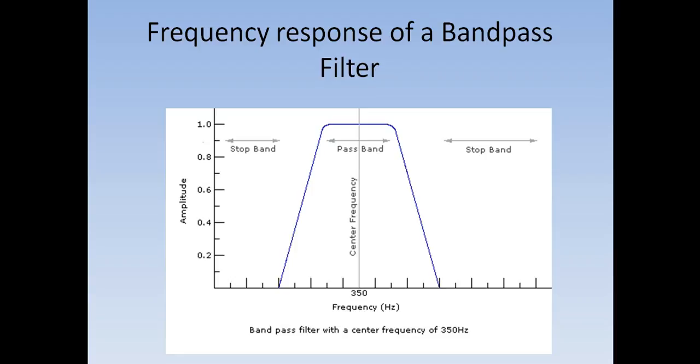Here is the frequency response of a band pass filter, the amplitude versus frequency graph. Here the stop band is basically on both sides of the graph. Like in the high pass filter there was only the left side, and in the low pass filter it was only the right side. But in a band pass filter, since it rejects frequencies beyond a certain range on both sides, the pass band is in the middle, and on both sides there is the stop band. The center frequency here is 350 Hz.